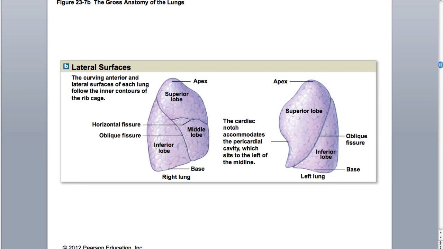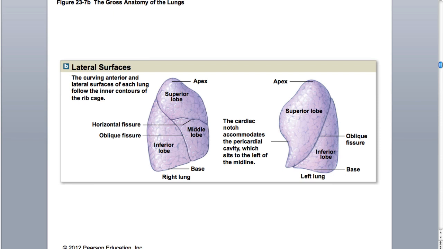Here's a picture version. This one is important. Again, you can see the horizontal fissure, the oblique fissure separating the superior, the middle, and the inferior for the right lung, and the oblique fissure here separating out the superior and the inferior and showing you the cardiac notch.